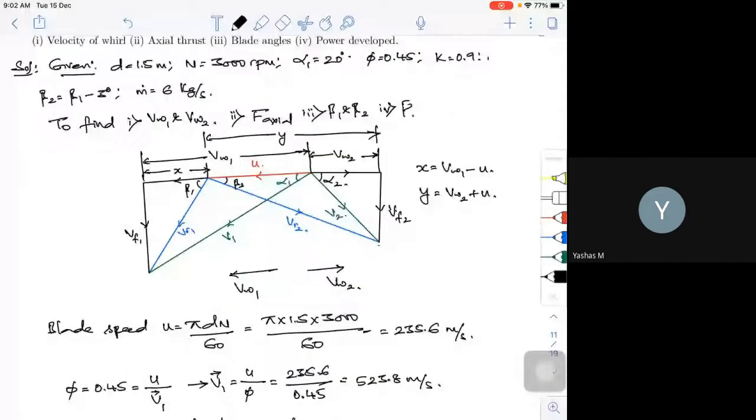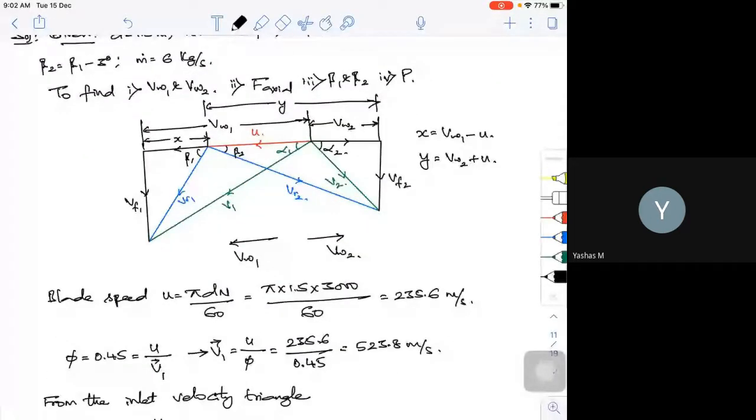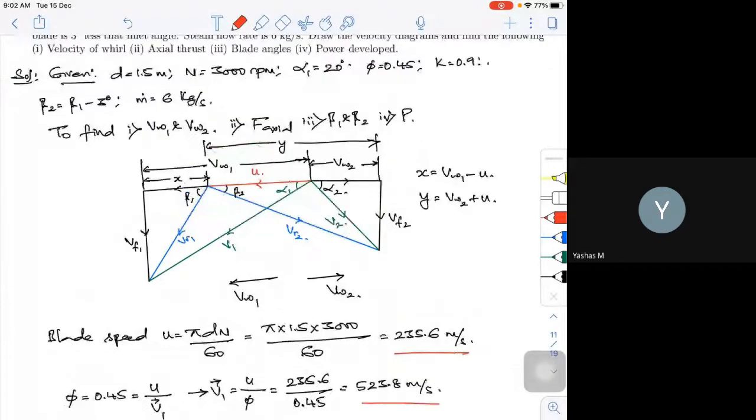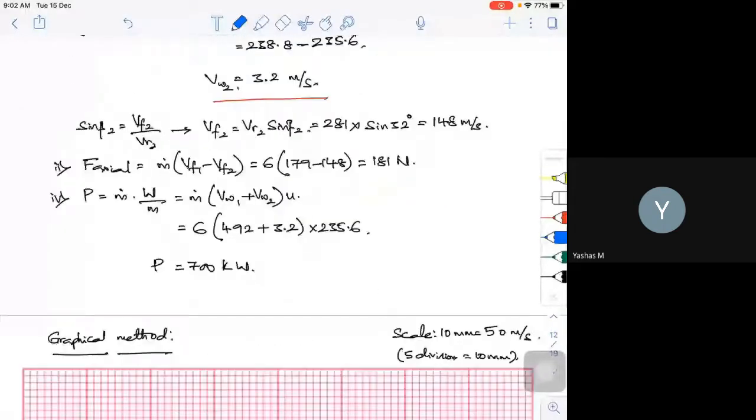Once you have this, I can find u. Then from the given speed ratio, I can calculate v1, and alpha 1 is already given in the numerical. With this, I will start drawing my velocity triangle. That is u, v1 and alpha as the base. With that as the base, I will try to draw the velocity triangle.